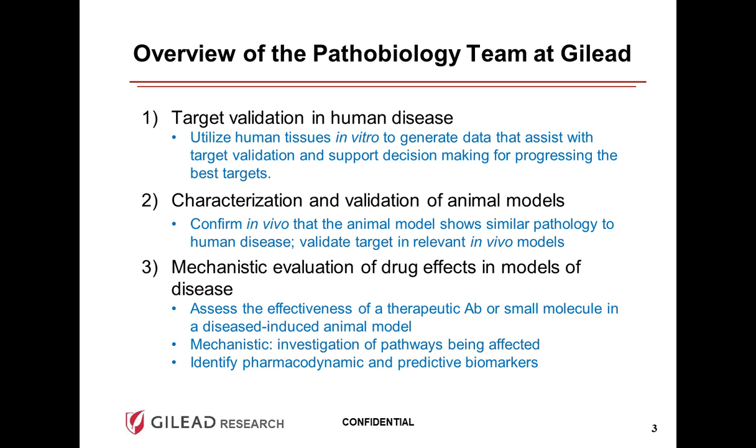The third and last component of our work in the pathobiology lab is evaluating drug effects, or we like to call it the MOA, the mechanism of action in models of disease. So animal studies can provide evidence of the effectiveness of a drug. We can assess if a therapeutic antibody or small molecule shows efficacy using these animal studies. So they help understand pathophysiological mechanisms of the drugs. We can determine whether it's toxic or if there's efficacy.